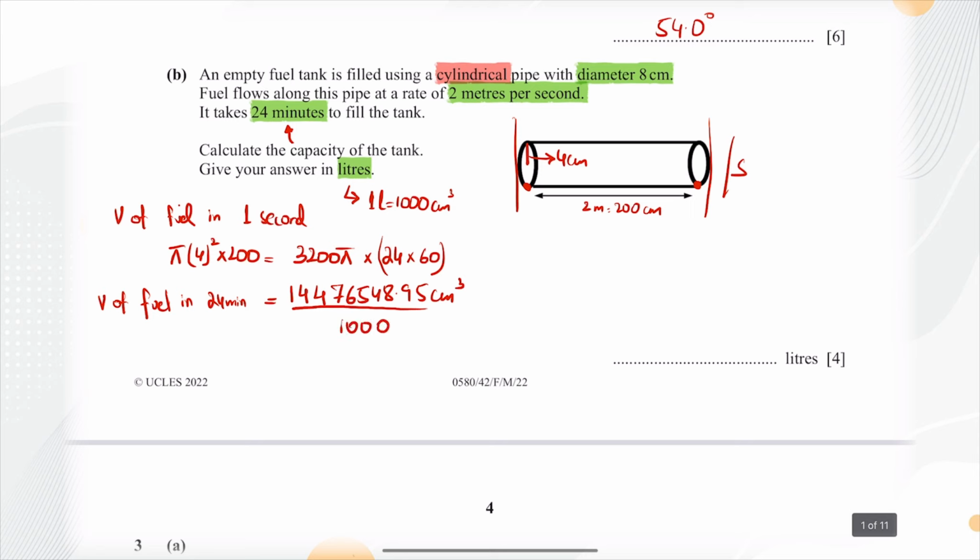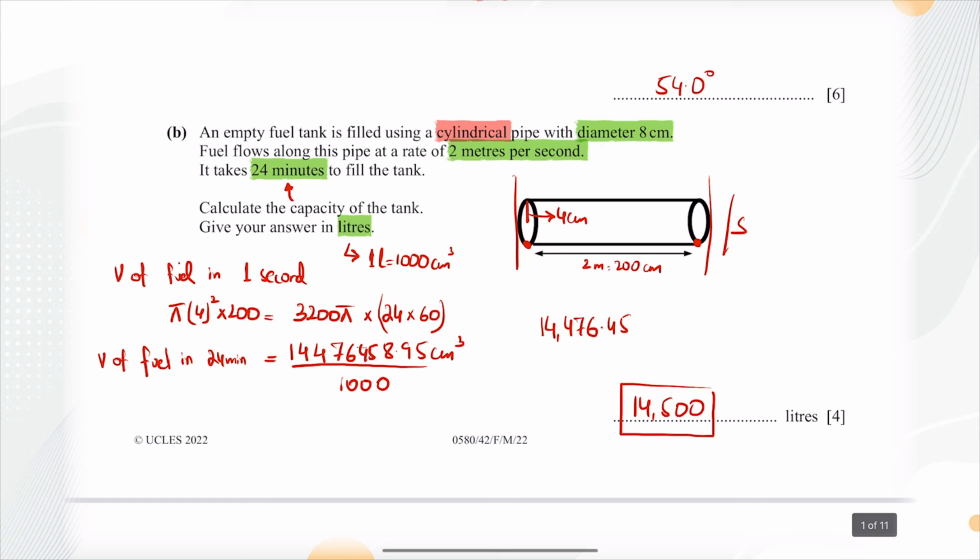So here's what we're looking at. We're looking at 1000, in fact 14,476.45. And then if you give your answer correct to 3 significant figures, which you have to, you have 14,500 liters as your final answer.